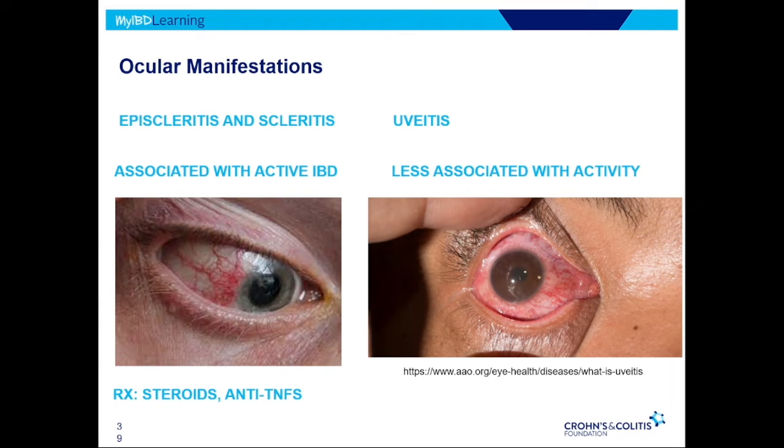If there's anything going on with the eyes, we have people see an ophthalmologist emergently. And they can look at this, diagnose. They're very important partners with this. And the good news is that when they're recognized, they're treated with steroids or anti-TNF drugs very well.